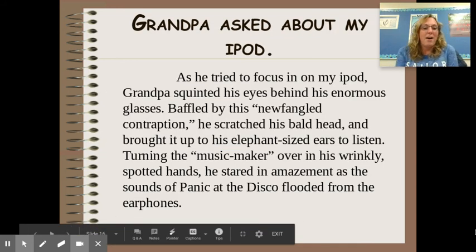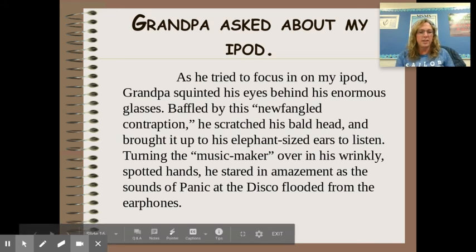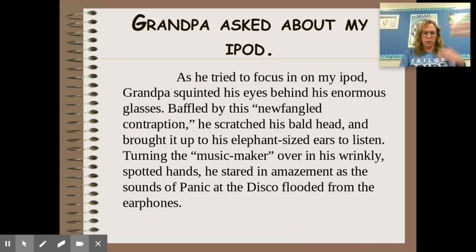Grandpa asked about the iPod. As he tried to focus in on my iPod, Grandpa squinted his eyes behind his enormous glasses. Baffled by this newfangled contraption, he scratched his bald head and he brought it up to his elephant-sized ears to listen. Turning that music maker over in his wrinkly spotted hands, he stared in amazement as the sounds of Panic at the Disco flooded from the earphones.